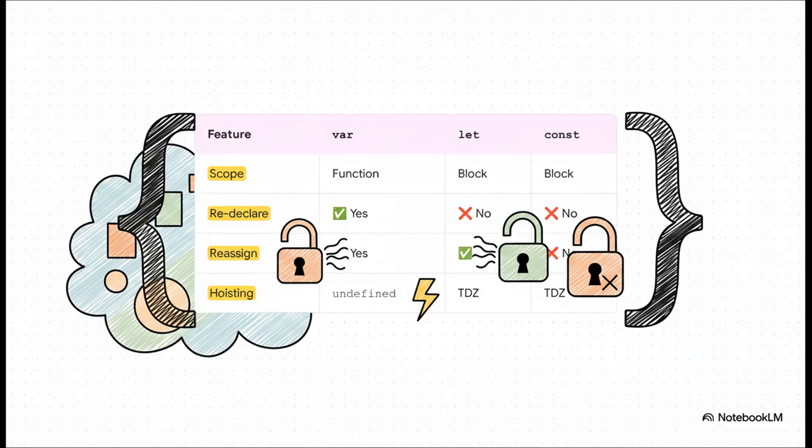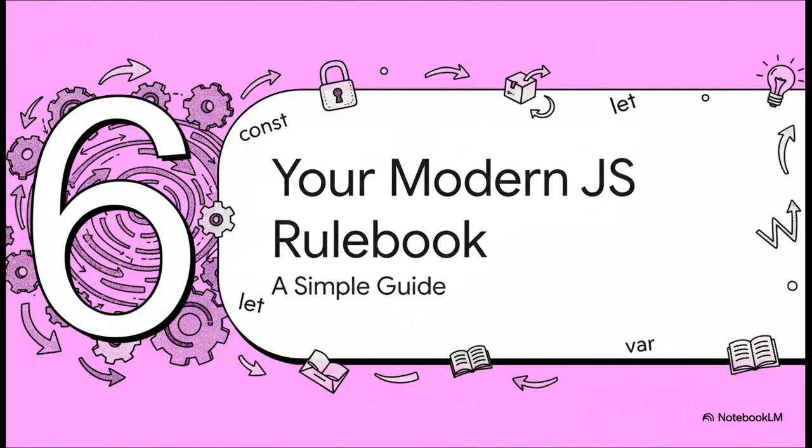Scope: let and const use the much safer block scope. Redeclaring: not allowed on let or const, which saves you from so many headaches. And the big one, reassignment: let says yes, but const says no. That is its superpower. And that TDZ thing, it just stands for temporal dead zone. It's a fancy term for a safety net that stops you from using let or const variables before they're officially declared.